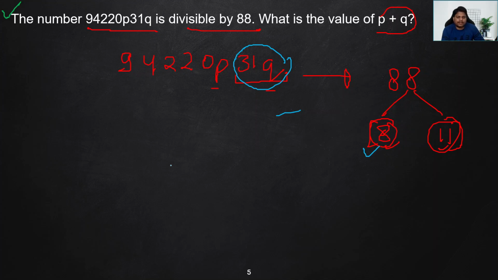So 31Q, if this number is divisible by 8, what should be the value of Q? 8 3s are 24, so 7 remainder, and 8 9s are 72, Q ki value 2 honi chahiye. Q must be 2 in order for this number to be divisible by 8. So Q ki value hamne nikal li, let's put it 2 here only.